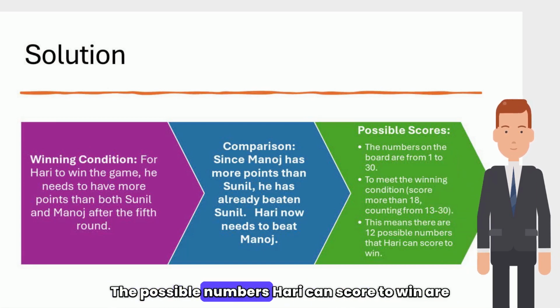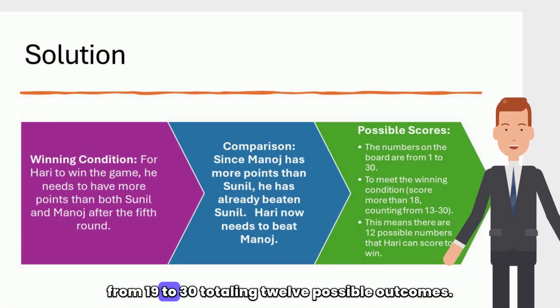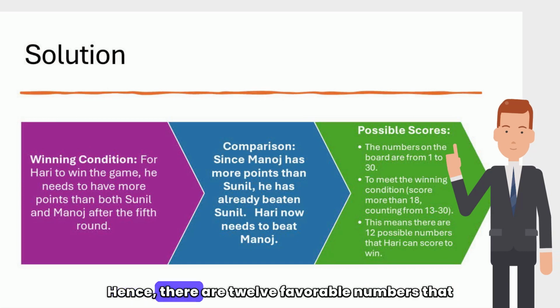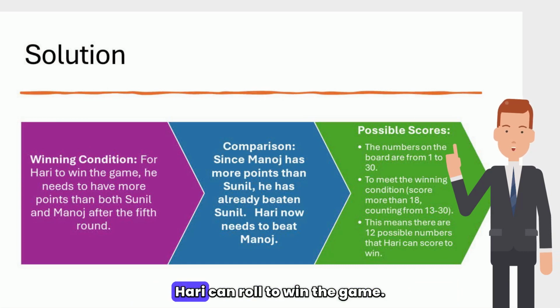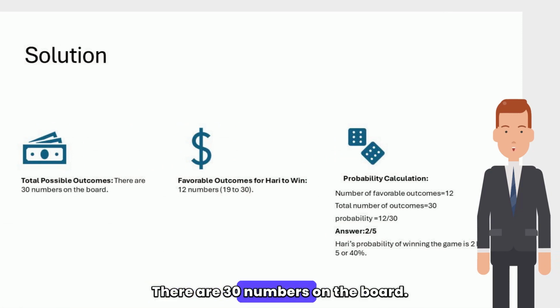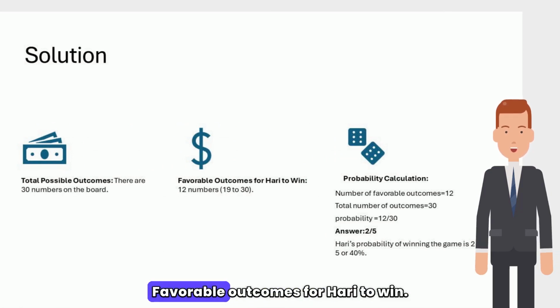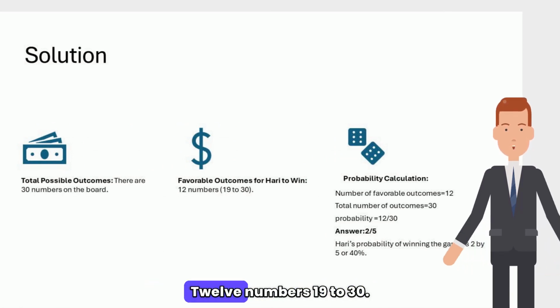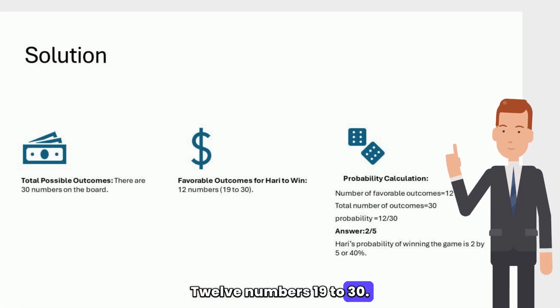The possible numbers Hari can score to win are from 19 to 30, totaling 12 possible outcomes. Hence, there are 12 favorable numbers that Hari can roll to win the game. Total possible outcomes: there are 30 numbers on the board. Favorable outcomes for Hari to win: 12 numbers, 19 to 30.